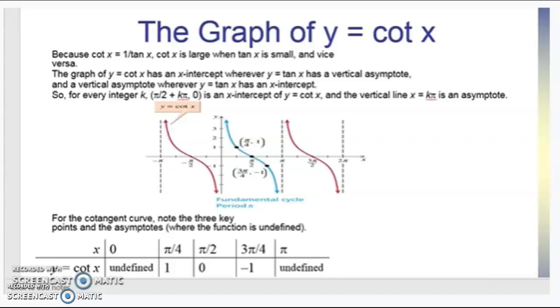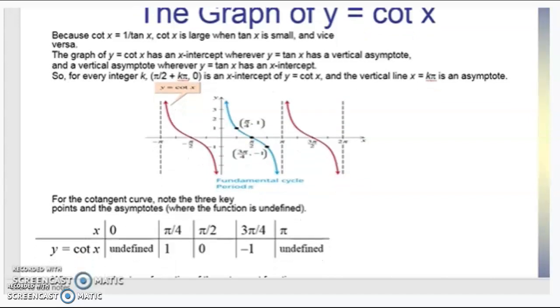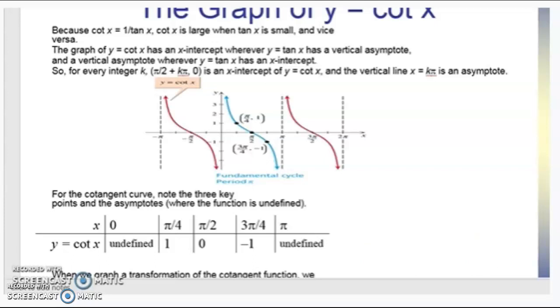The cotangent function has 3 points that you should learn for graphing. That is an x value of pi by 4 paired with a y value of 1, an x value of pi by 2 paired with a y value of 0. This point, as you can see on the graph, is acting as the vertex of the 2 parabolas whose halves come together to form the graph of the cotangent function.